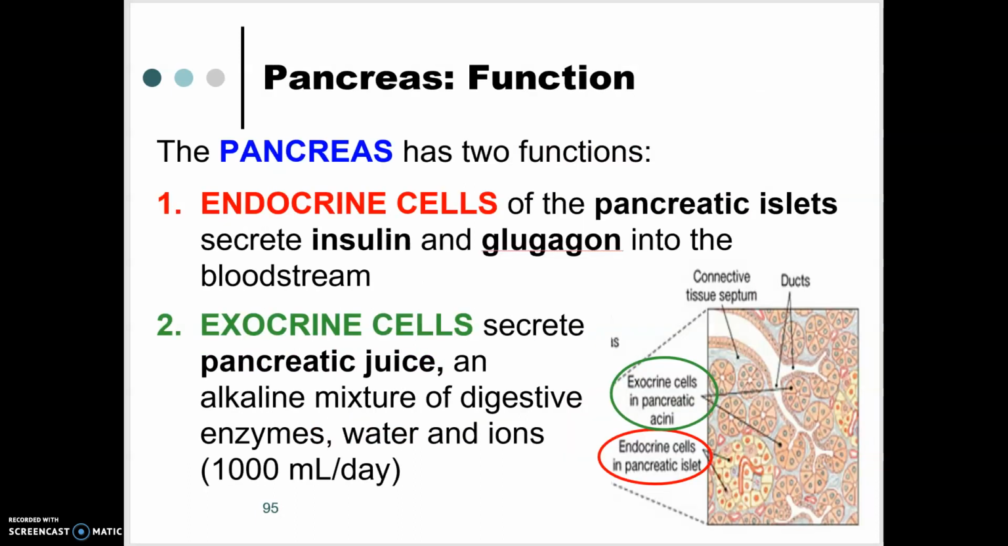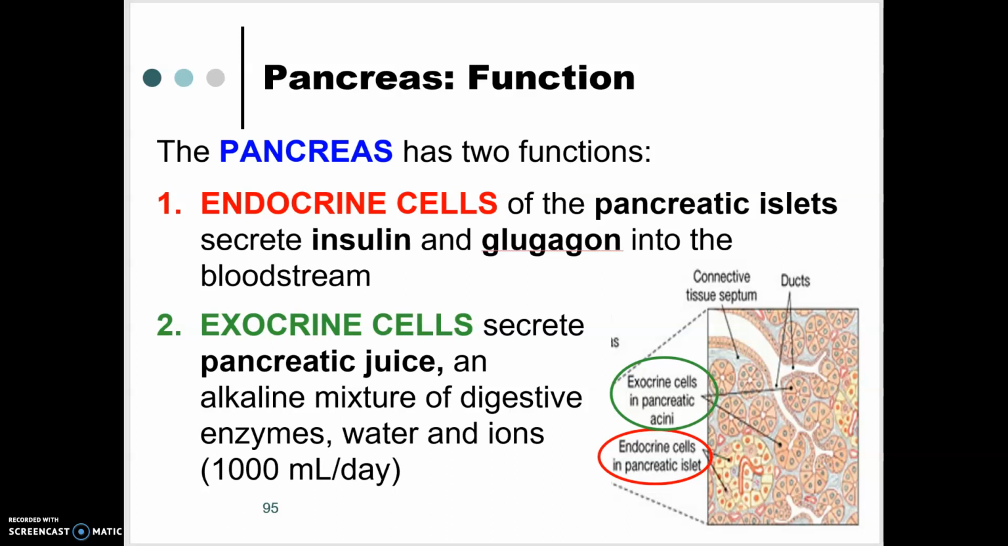Okay, so let's talk about our first accessory gland, which is the pancreas. You guys probably remember the pancreas from when we talked about the endocrine system, but the pancreas has two functions. It's got endocrine cells, and it's got exocrine cells. You did this in lab, I think, or we will look at this in lab next week, I think.